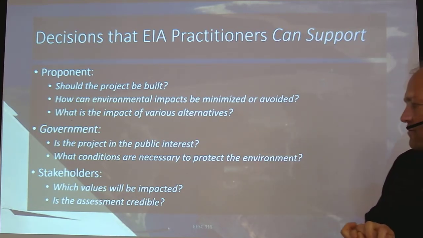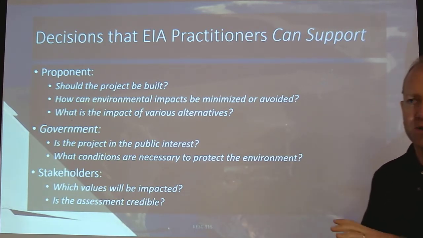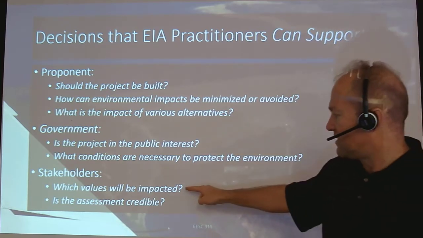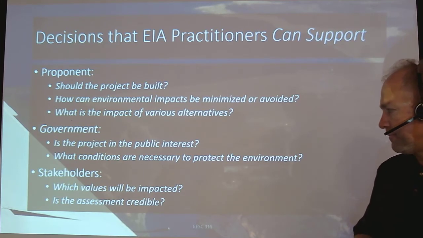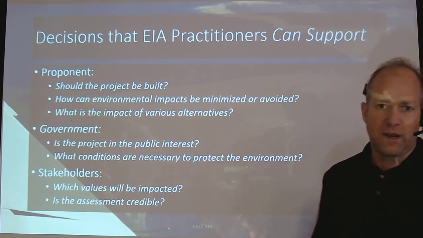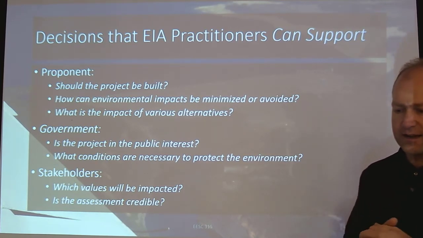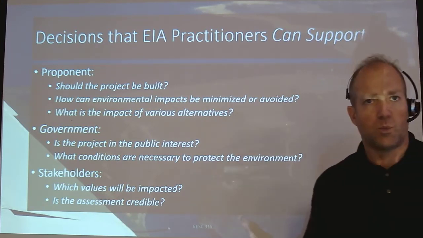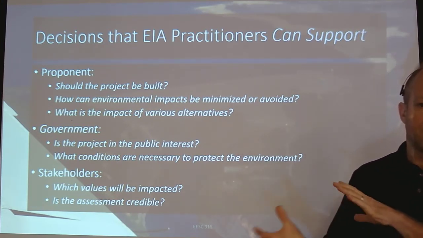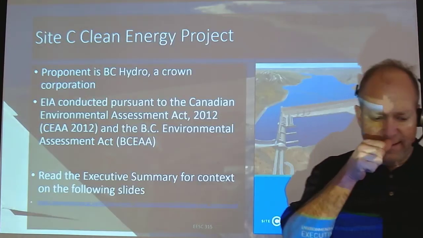And then for stakeholders, which values will be impacted? Again, I talked about components or valued ecosystem components, which of those will be impacted and how, to what degree. Is the assessment credible? We can help the public by communicating clearly and by being very transparent in our methods. In other words, we're using methods that are well established, that are laid out in a technical appendix or in some report that somebody can follow from start to finish to understand exactly how we did our assessment and how we've reached our conclusions.